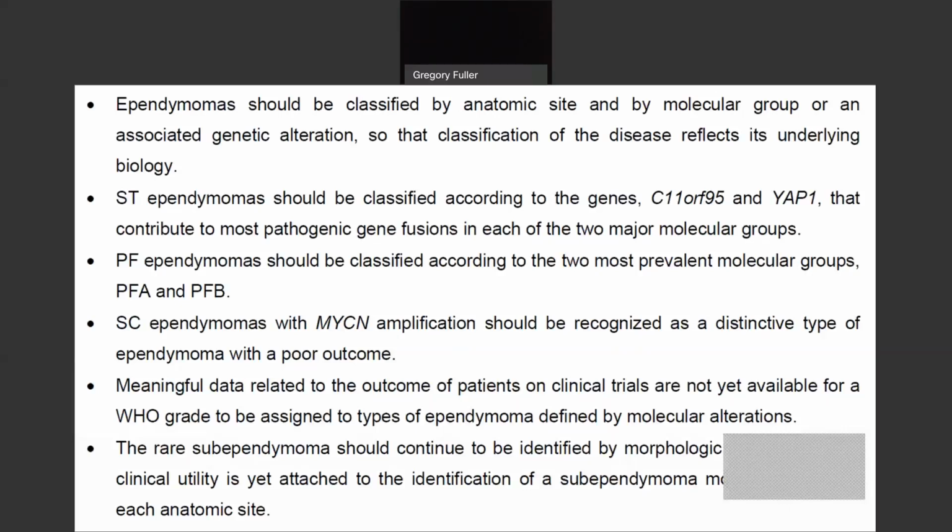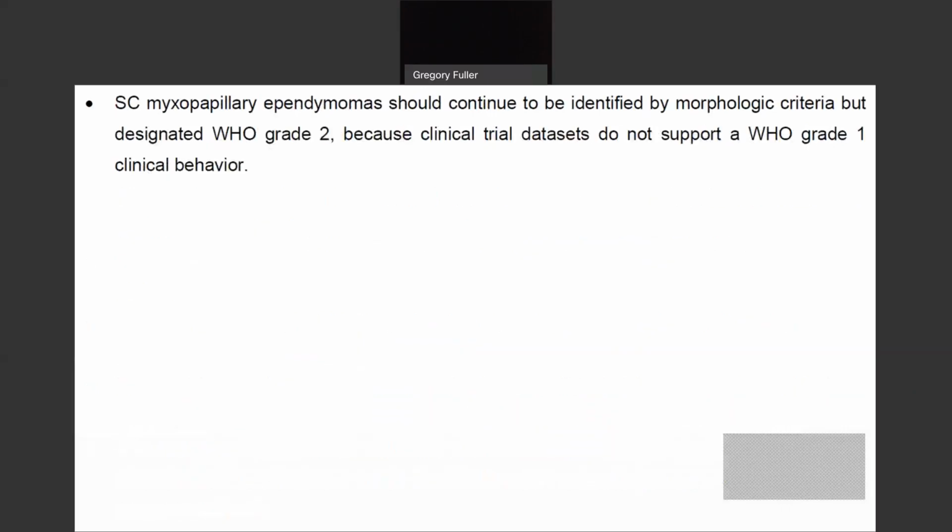Thank goodness. The subependymomas, supratentorial, infratentorial, and spinal cord subependymomas are diagnosed in H&E. It's just subependymoma WHO grade 1. All right, here's the one we just mentioned. The spinal cord myxopapillary, notice spinal cord, not fourth ventricle, we don't have enough data. Spinal cord myxopapillary ependymoma should continue to be identified with morphologic criteria, but will be designated WHO grade 2 because clinical trial data sets do not support a WHO grade 1 clinical behavior.